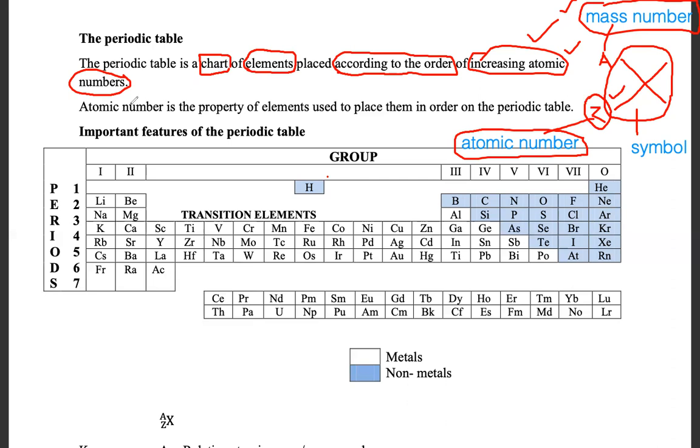So this is what we're saying, that atomic number is a property. It's the atomic number that we use, nothing else: not the symbol, not the color, not the density, not the viscosity, not the melting point, not the alphabet. What we follow is the atomic number in the placement of these elements on the periodic table.